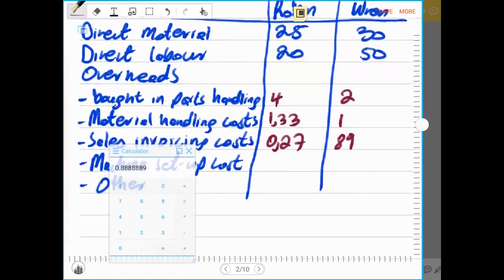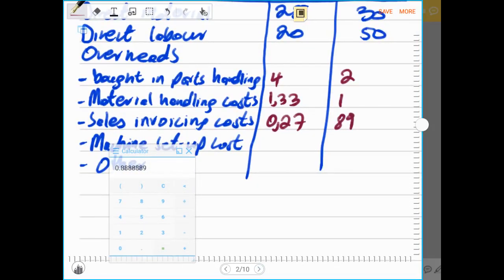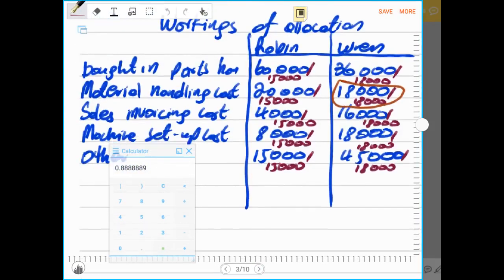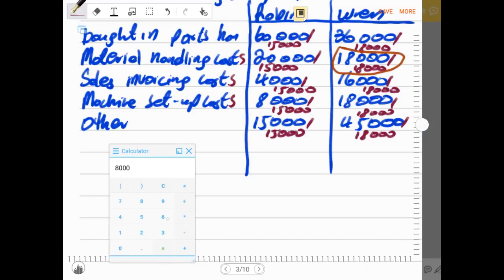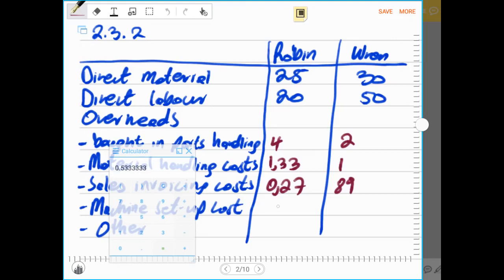The other overhead before the last one is machine setup costs. The machine setup cost is 8,000 divided by 15,000 units, because we are looking for the cost per unit. That is 53 cents.